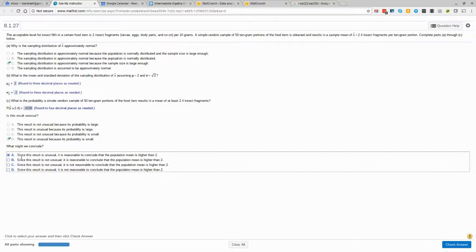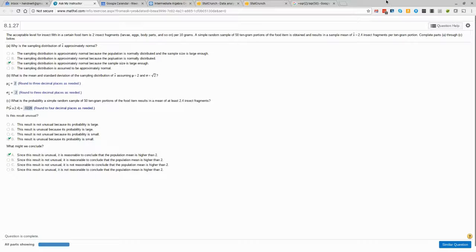I hope that helps, right? This is the toughest part to get. Since the result is unusual, that has us doubting the mean that we were told for the population, the 2. And it might have us think that the population mean should actually be higher than 2. And that would make getting this 2.4 more reasonable or more expected. That's the idea behind it, and that's an important idea. Like I said, it continues through the rest of this. So I hope that helps a little bit with this question. Definitely lots of parts to it. So I hope that helps.